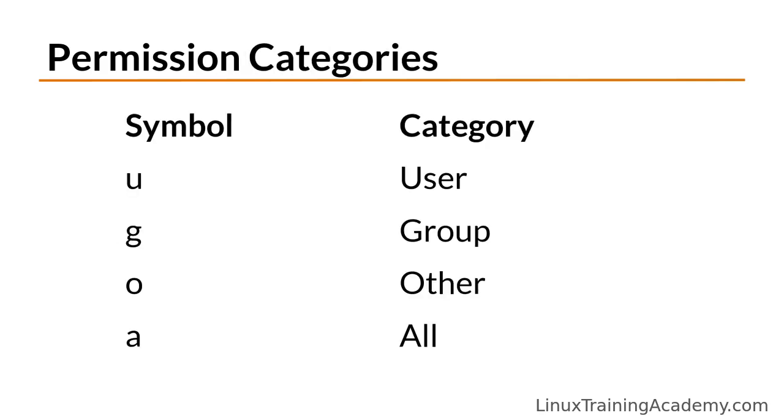There are categories of users that these read, write, and execute permissions can be applied to. These categories are user, group, other, and all. And like the permission types, each one is represented by a single letter. For example, U represents the user that owns the file. The users that are in the file's group are represented by G. Users that are not the owner or are not in the file's group are considered other, represented by O. A is used to represent all, or everybody.